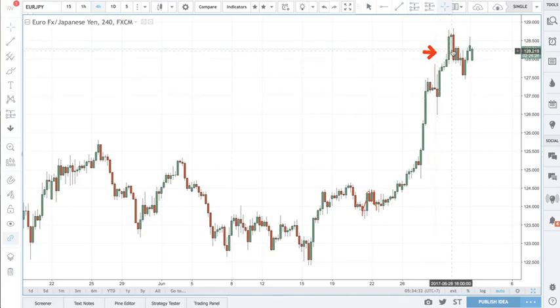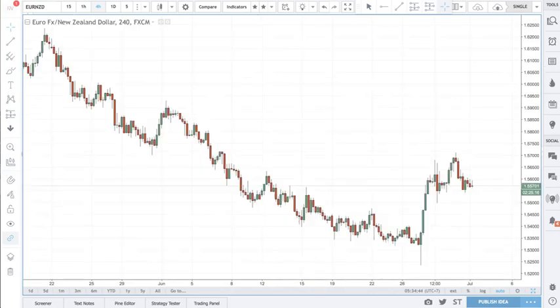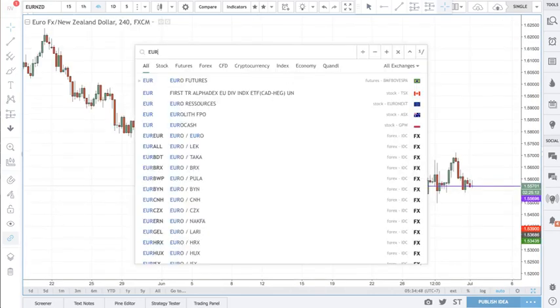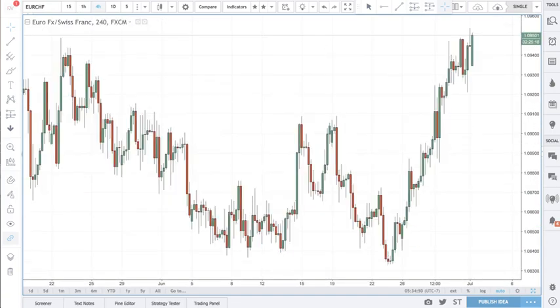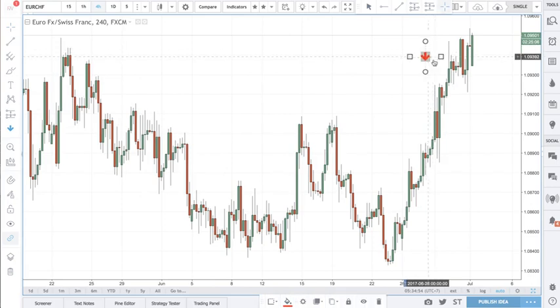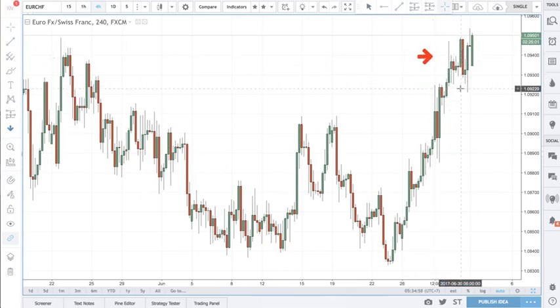Higher high sequences, lower low sequences here, but overall not doing anything. And finally Euro New Zealand, sideways. Euro Swiss franc, there we go, also up in this area. So as you can see, there was not much for me to go by in terms of correlation.